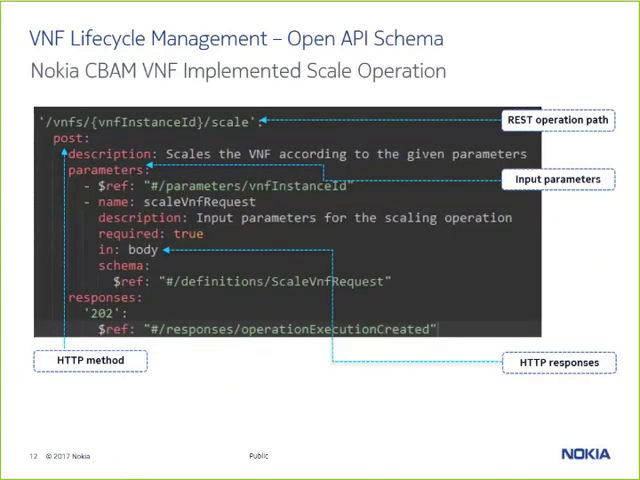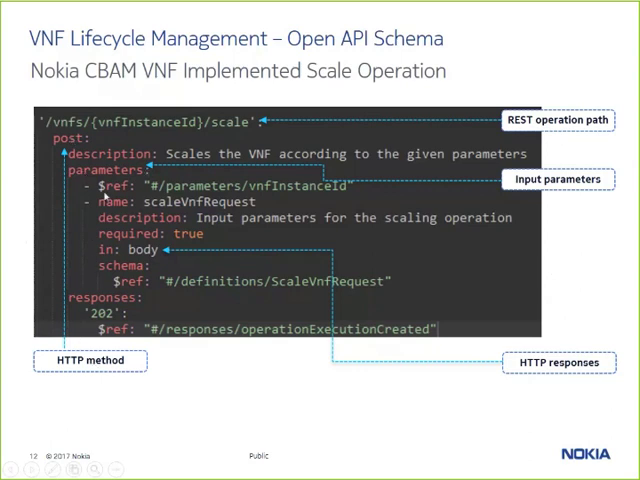Okay, so let's see our OpenAPI schema. So how the scaling looks like. First of all, we have a path for scaling. This is how you are scaling a VNF. So you invoke the scale path, and this is the dynamic part, which is the VNF instance ID. You do a post operation. The method is post, and there are certain parameters.